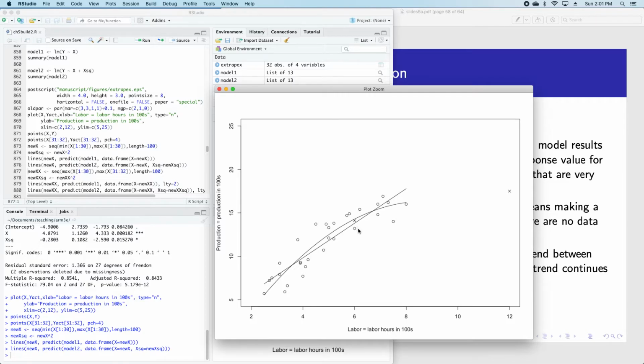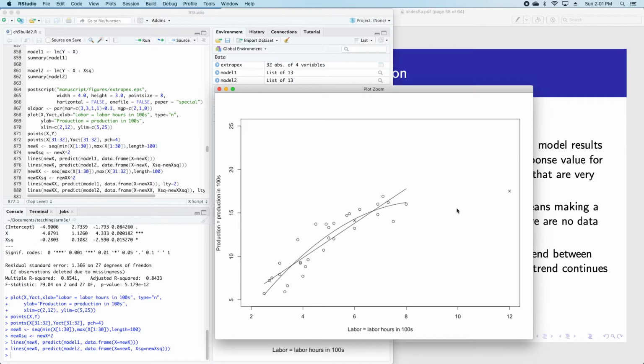So in terms of prediction, there's not a lot of difference between these two models with respect to predicting this point here marked by the X. But what if I was to try and predict this point over here? Here I'm trying to predict production for labor hours of 12. Should I use one of these models to make that prediction? Well, it's dangerous, right? Because I don't have any data out here.